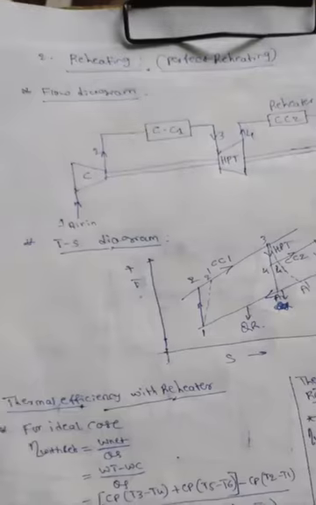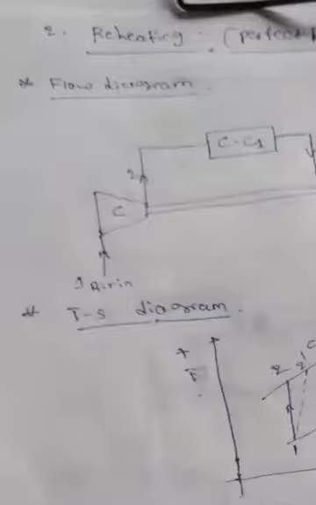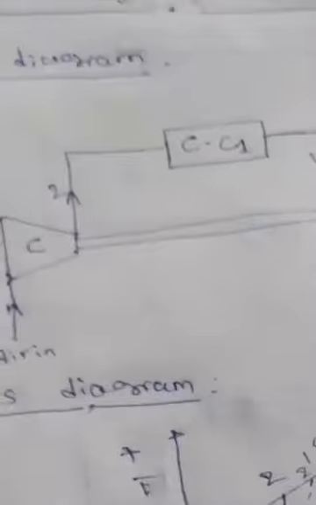Reheating is one of the methods to heat the exhaust gas again to the highest temperature. That is adding heat. Reheat means adding heat here. Let us see the flow diagram.